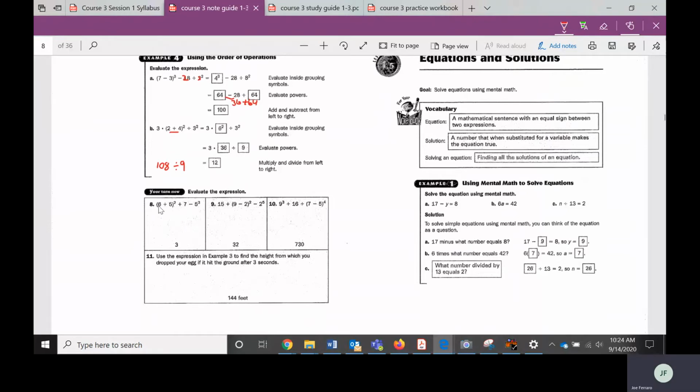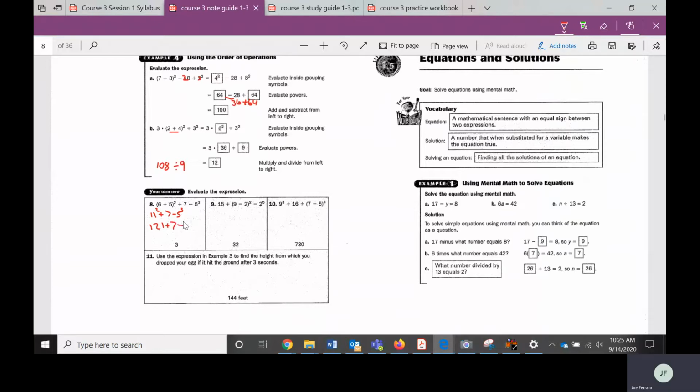Let's go parentheses first. So we get 6 plus 5 is 11. We put the square there. We can copy down the rest. Plus 7 minus 5 to the third. So 11 squared. Again, you can use your calculator for this. You get 121. We can't add the 7 yet because we have this exponent over here.